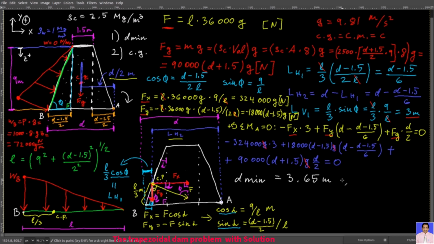Your d minimum is 3.65 meters. If your d is greater than or equal to 3.65 meters, then the dam won't go over about point A. But if d is less than 3.65 meters, then the pressure from water will turn the dam over.